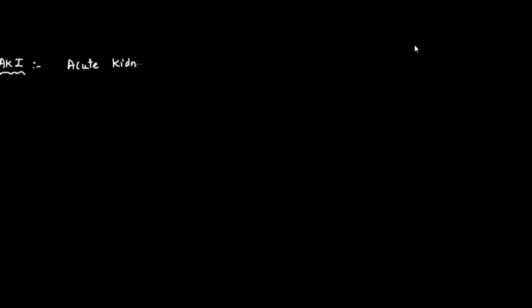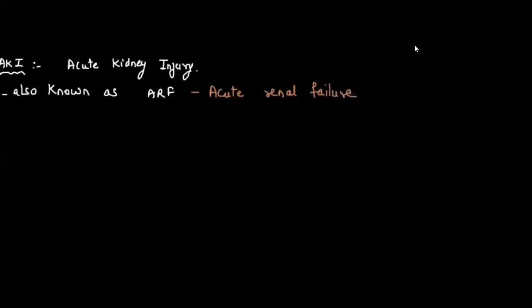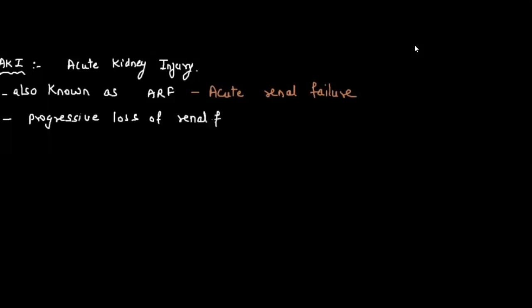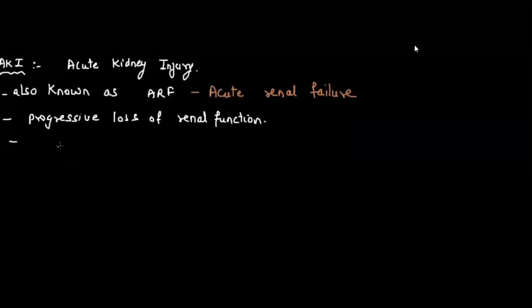kidney and kidney disorders. Let's talk about AKI. What is AKI? AKI stands for acute kidney injury. Acute kidney injury means the kidney is damaged and it is not able to work properly. It is functioning inefficiently. It is also known as ARF. What is ARF? Acute renal failure. The technical term given to it. It is a progressive loss of kidney functions, or you can say renal functions, that leads to AKI, that is acute kidney injury.